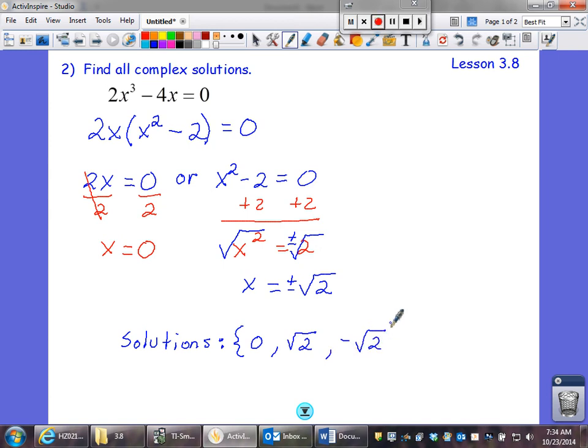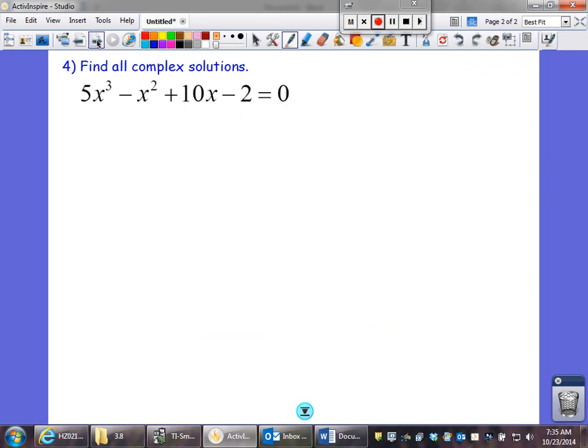And just to check to make sure that we found all the possible zeros, complex, that was the question, complex means you could have real, you could have imaginary. Well, we have a degree of 3, and we found 1, 2, 3 of the zeros. And that completes problem number 2. Now I'm going to move it forward, and we're going to take a look at problem number 4.